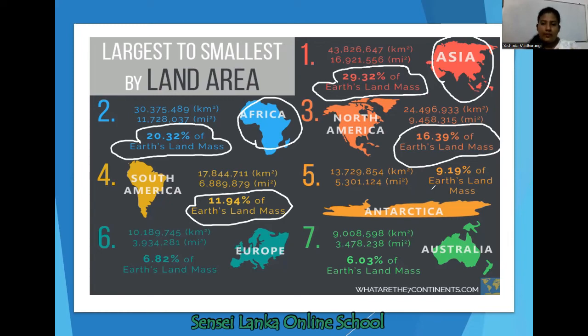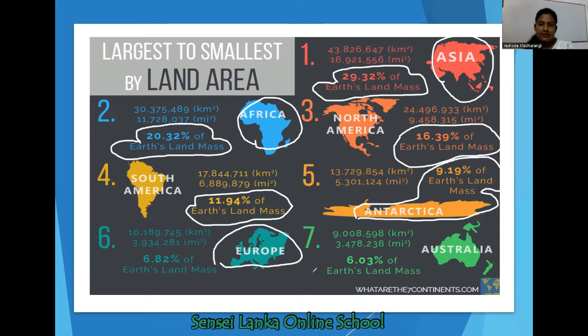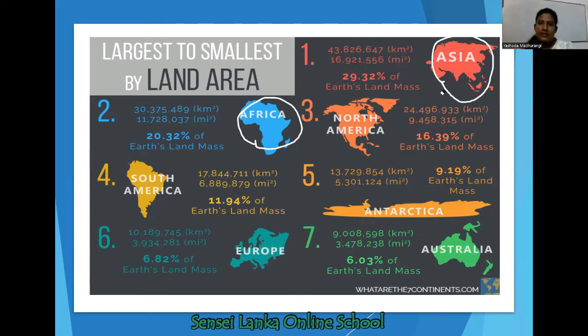So what is number 5? Fifth one, Antarctica. When we consider it with the world land, 9.1%. Sixth one is Europe. It is only 6.8%. Australia, 6%. So here you can understand the size of the continents once again. These are the methods to remember their sizes.